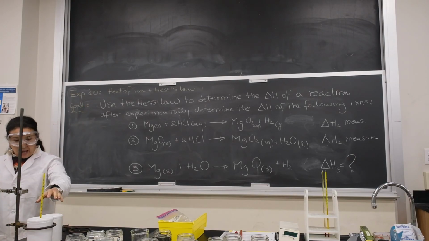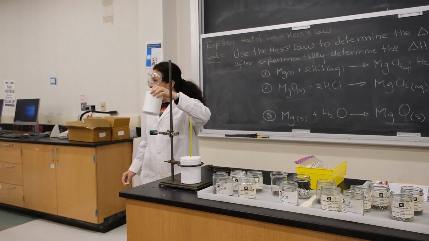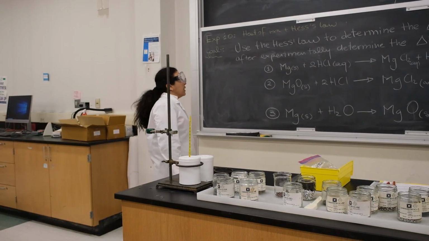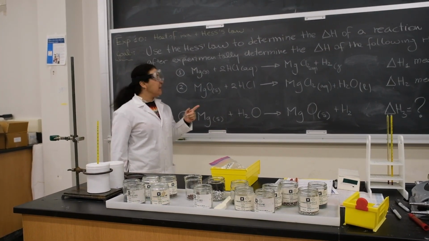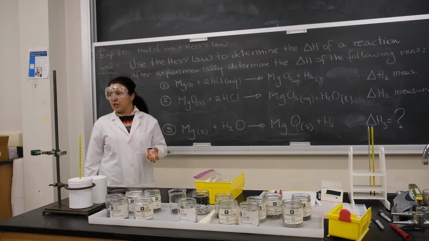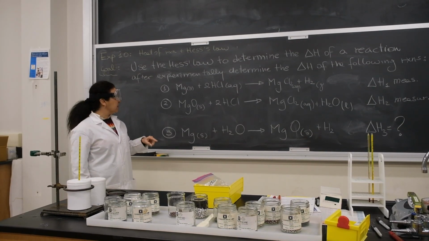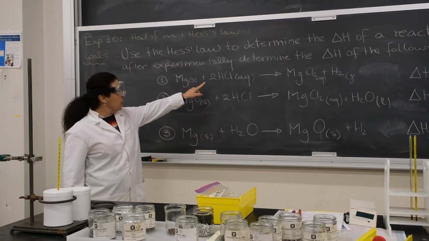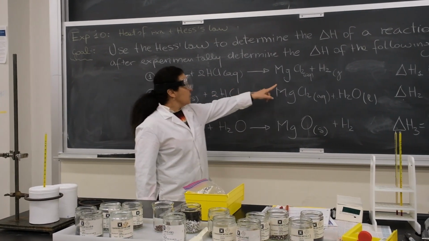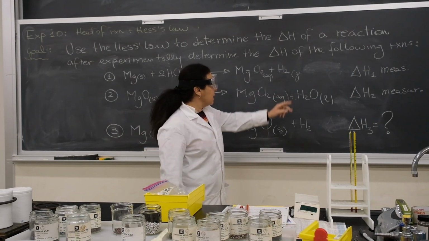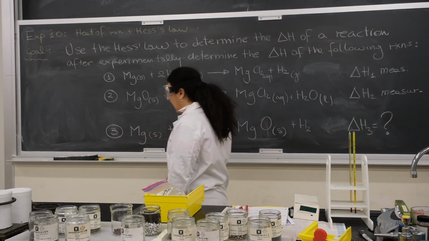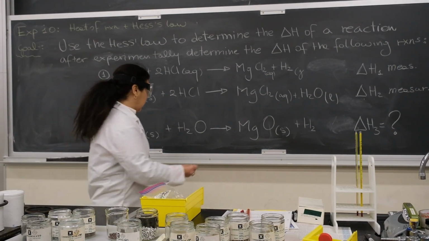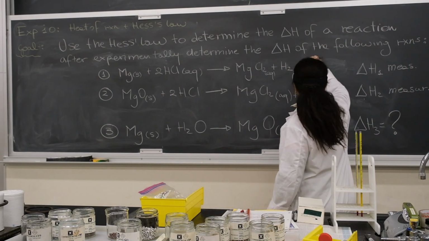We are using the coffee cup calorimeter that we used in experiment 9, the same one. What we're doing now is the same thing that we did earlier, measuring a change in temperature, but for a different purpose. We are mixing two reactants, magnesium with hydrochloric acid, to get magnesium chloride and hydrogen, and this reaction releases a certain amount of heat. So is it exothermic or endothermic? Exothermic, correct.